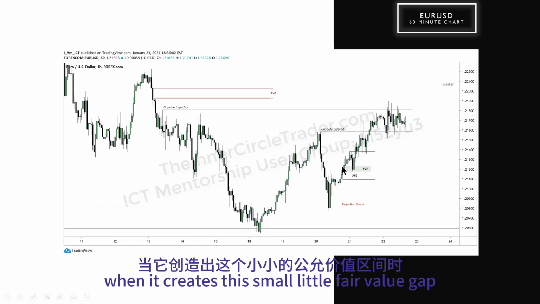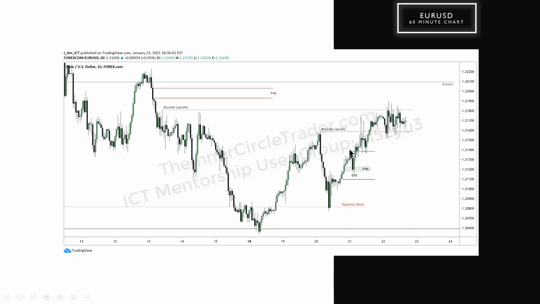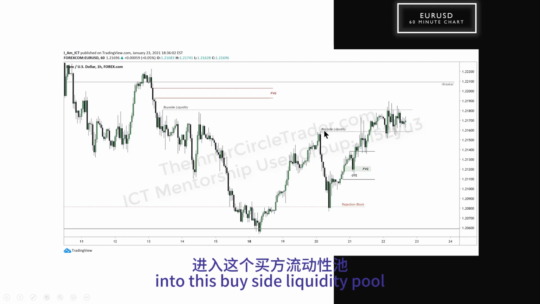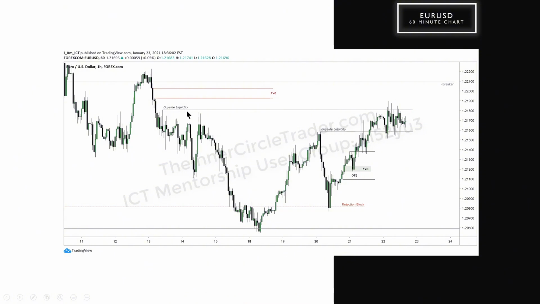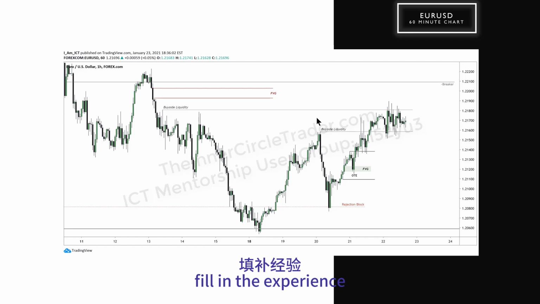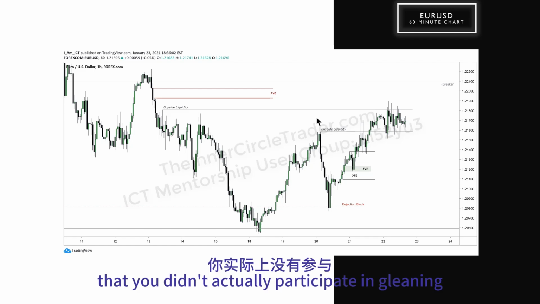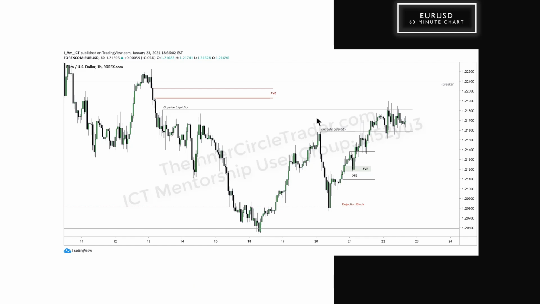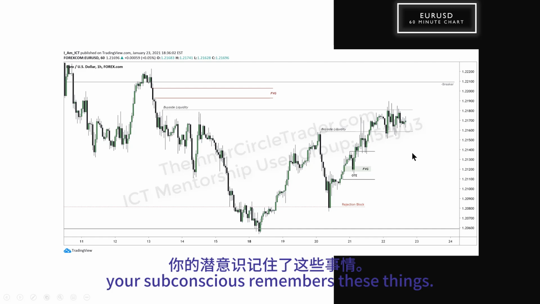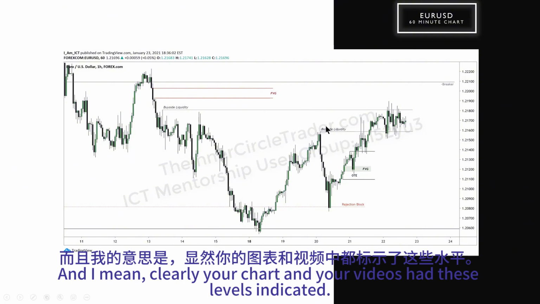So when it creates this small little fair value gap and it's running, this drop back down creates the optimal trade entry that you could use to frame a run into this buy side liquidity pool and this buy side liquidity pool. You're using the benefit of hindsight to fill in the experience that you didn't actually participate in, gleaning as the market traded there. So you go in and you record it as if you saw it, and over a period of time, your subconscious remembers these things. And I mean, clearly your chart and your videos had these levels indicated.